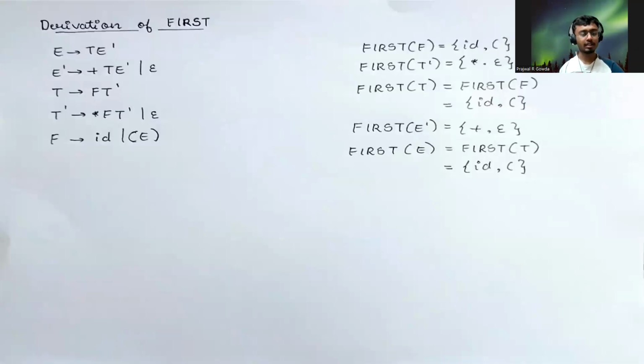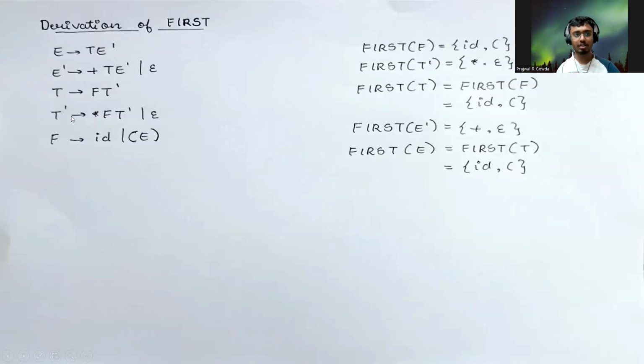Now, let us derive first for this grammar. Let us consider the non-terminal F. The non-terminal F consists of two productions, ID and opening parenthesis E closing parenthesis. For the first production, the first of F is ID. For the second production, the first of F is opening parenthesis. So first of F is ID, comma, opening parenthesis.